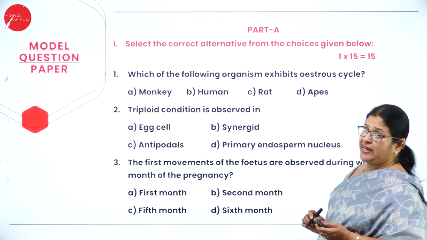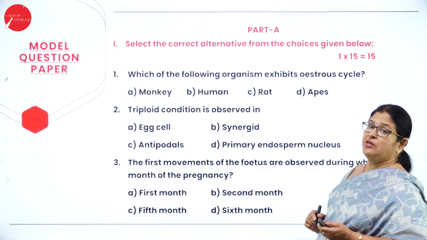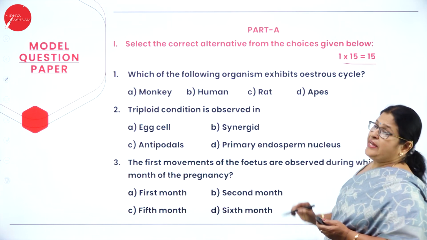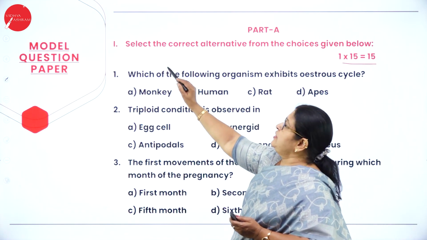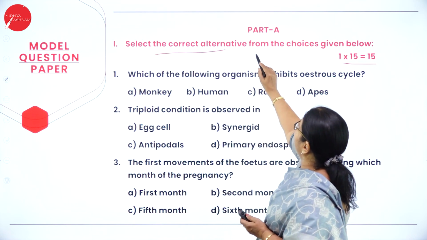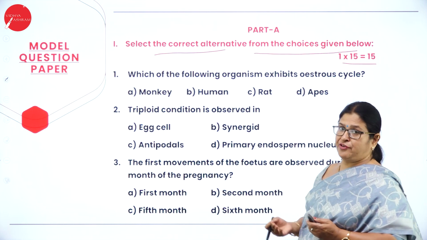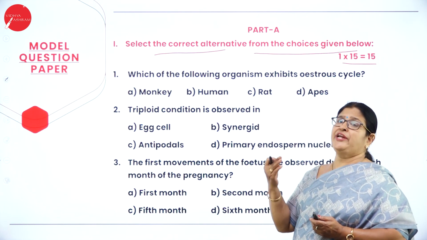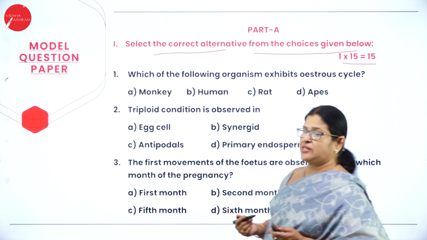Part A contains the MCQs, that is the multiple choice questions, for 15 marks. Each question carries 1 mark. So what is the first instruction? Select the correct alternative from the choices given below. 4 options are given for you. For each question, you need to write the correct option, right? That is what we call MCQs.